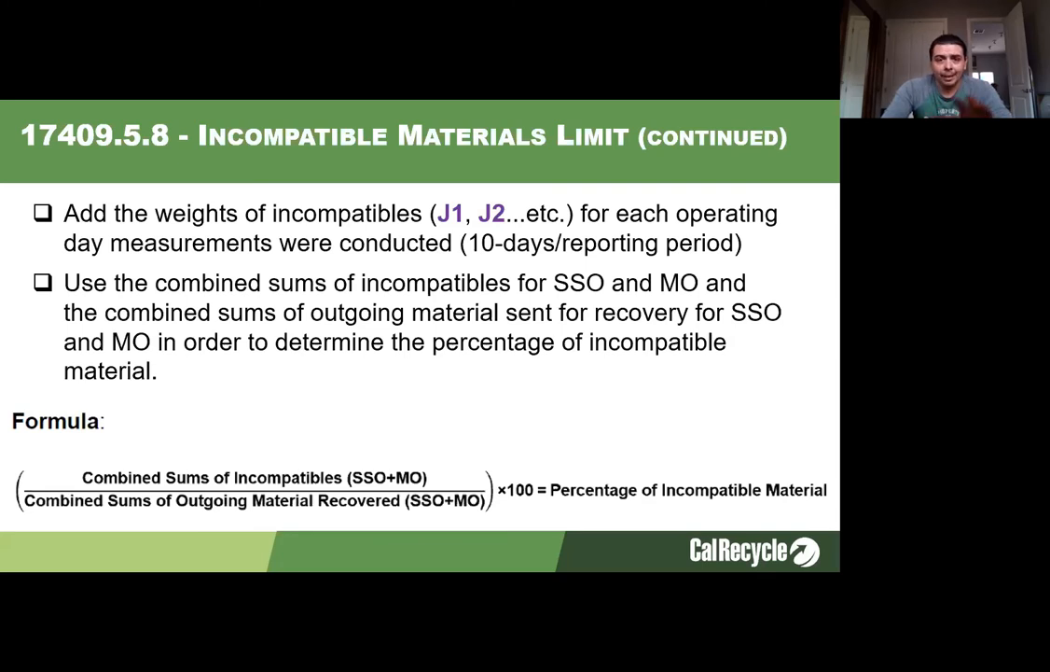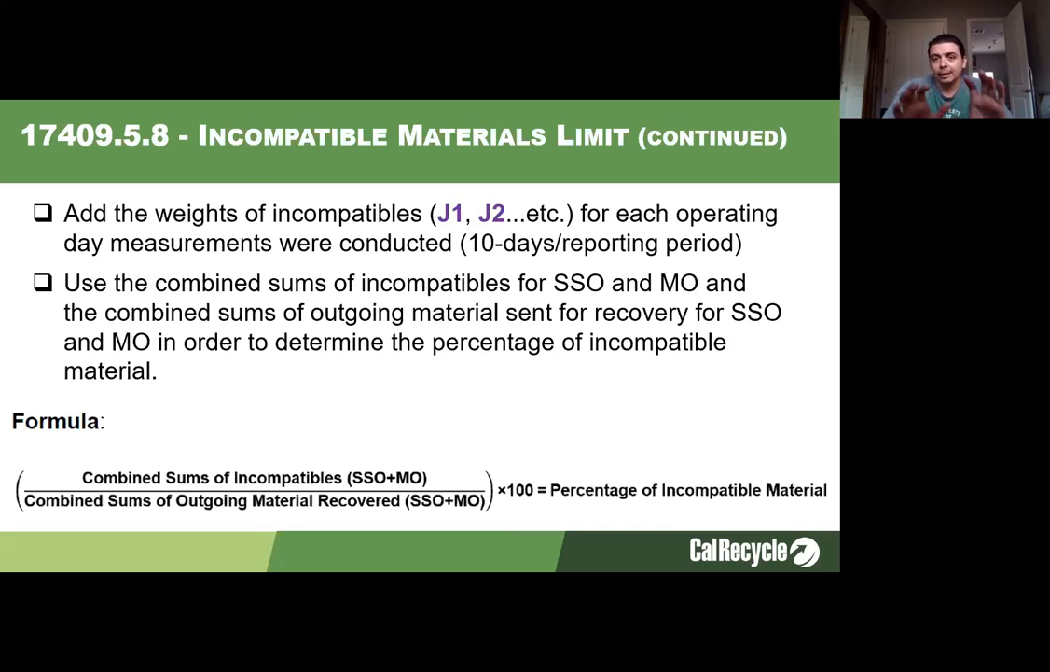So any material from that SSO or mixed waste collection stream that's being sent out for recovery, further processing, or end use, you're dividing your sum of incompatibles by that total and then multiplying it by 100, and that gives the facility's percentage of incompatibles. If you remember from the requirement, that percentage of incompatible material needs to be no more than 20%. And then after 2024, it can't be more than 10%. So if a facility's incompatible limit is above 20, then they don't meet this requirement. So they're actually not meeting the incompatible materials limit.